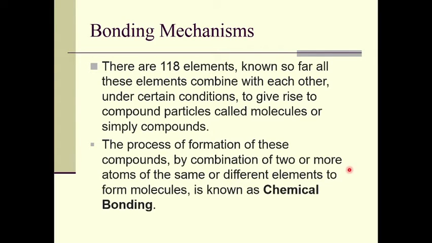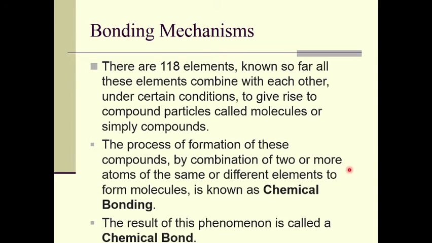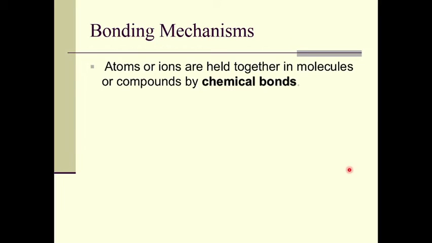So the process of formation of these compounds by combination of two or more atoms of the same or different elements to form molecules is known as chemical bonding, right? The elements may be the same or different. They come together and form molecules, and this process is called chemical bonding. The result of this phenomenon is called a chemical bond. So we will see what is meant by chemical bond.